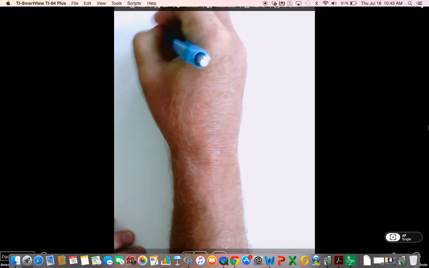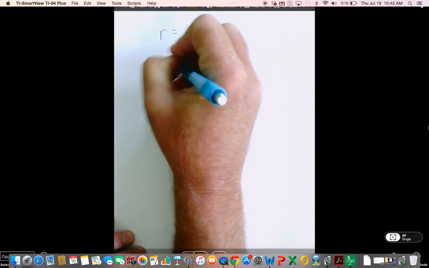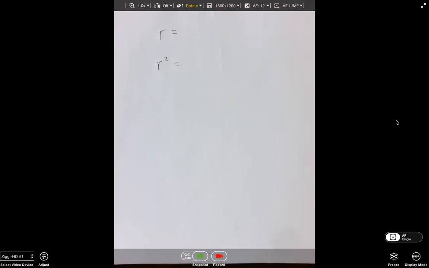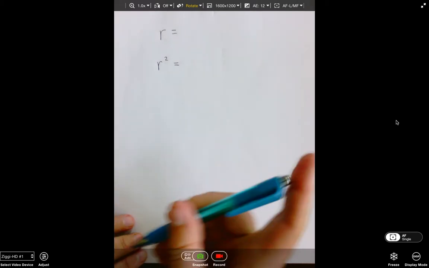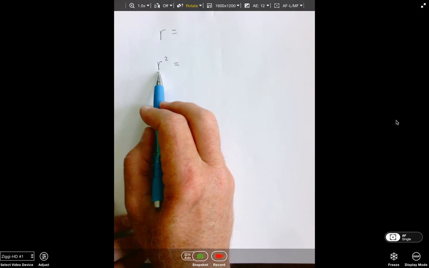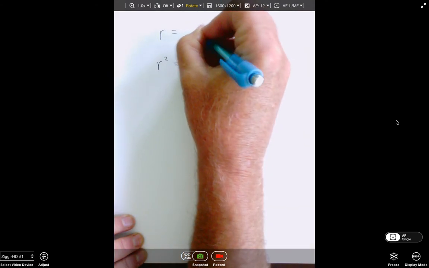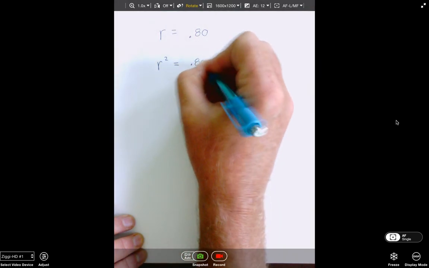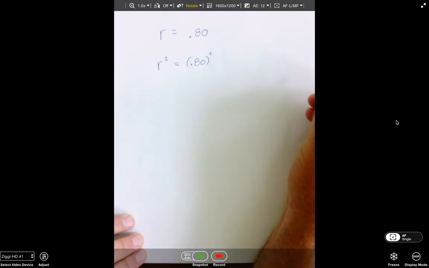So you can see the scatter plots are really kind of cool, really easy to create and to summarize. Next thing I want to do is talk to you about R and R squared. It actually turns out that with your calculator, R values are really easy to find. Once we find an R value, then R squared is literally R squared. For example, if we find an R value of 0.80, then the R squared is literally 0.80 squared.